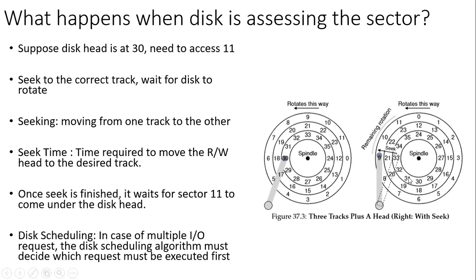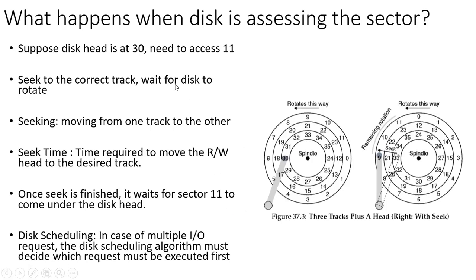So here, for example, sector number 10 or block number 10, there is a request 10. 10 is one of the requests, 12 is another request, 2 is another request, 32 is also another request. So which request will be processed first? That will be decided by using some policy called the disk scheduling.